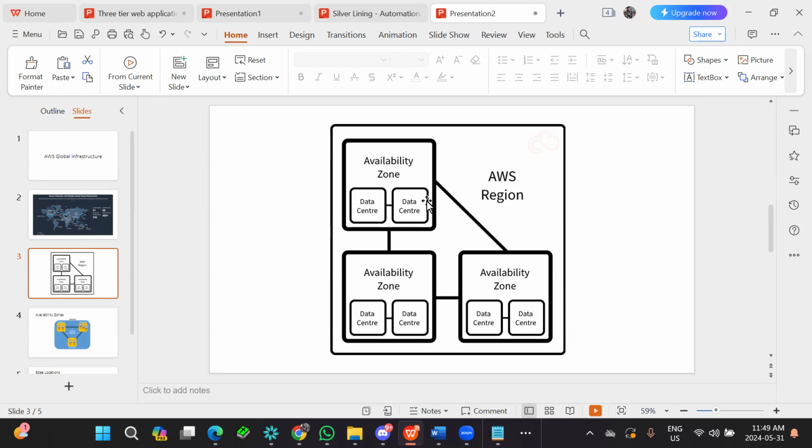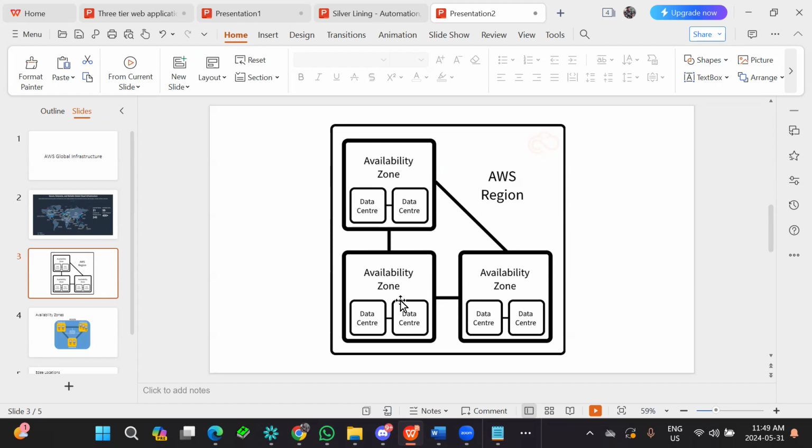So each region has multiple availability zones in it. It is made up of at least 3 availability zones. As on this picture, we have a minimum of 3 availability zones. For example, if we use the US East 1 region, North Virginia, we have US East 1A, 1B, 1C, which can be used to deploy resources.